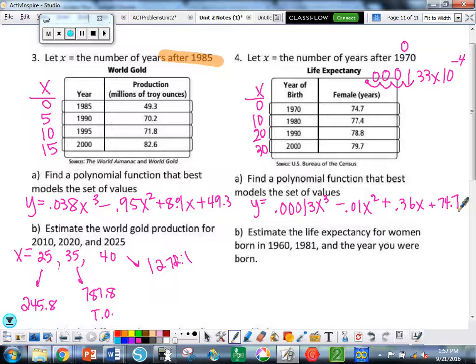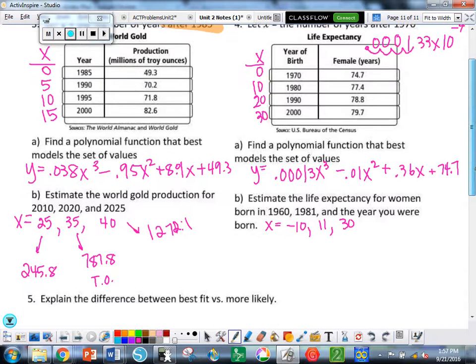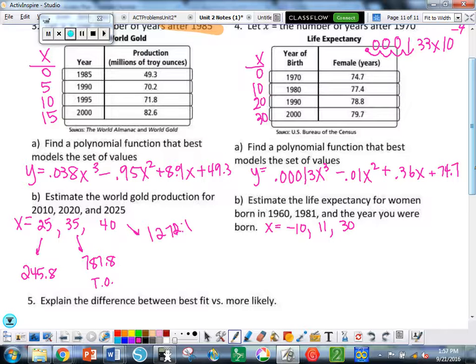If I'm trying to figure out what's happening in 1960, what would my x value be? Because my 0 is at 70, right? This would be negative 10. What about 81? 11. And then the year you were born? 30, you were born in 2000. Okay, let's plug them in.